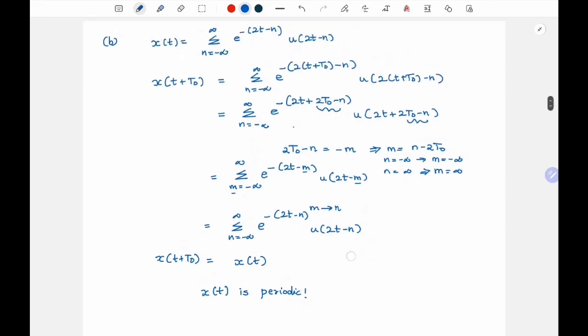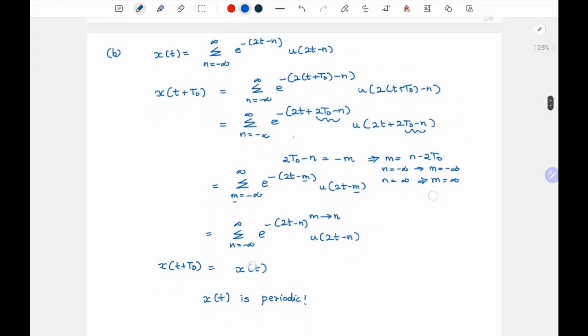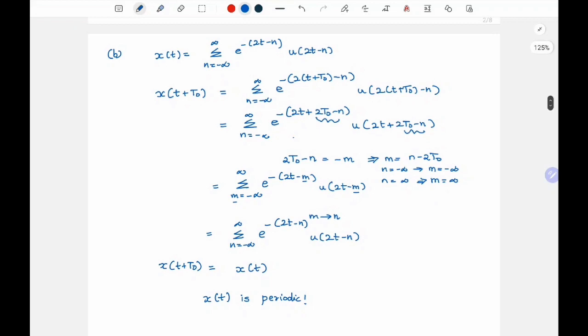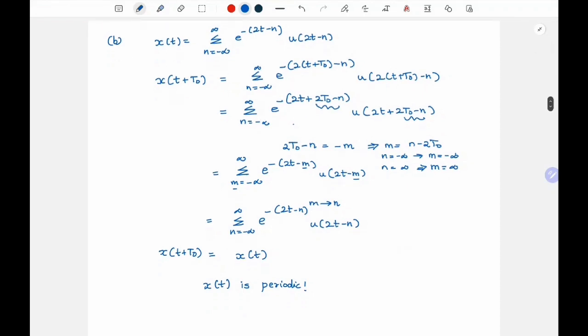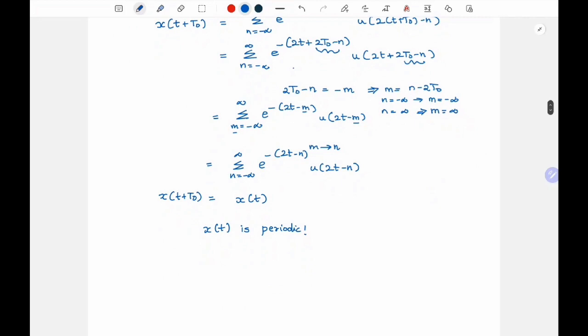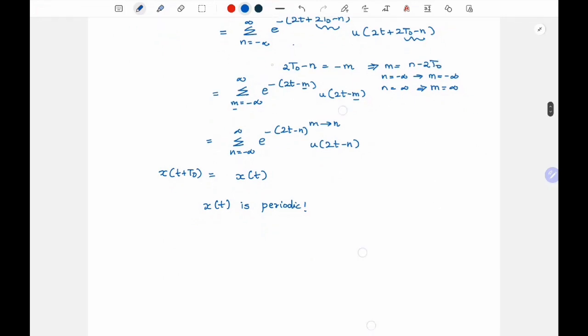So if you had initially guessed that it is not periodic, maybe you can take another look at the derivation and convince yourself why this is periodic. And we need to find the period, correct? So we need to take this equation. So 2t naught minus n is equal to minus m. We need to find t naught, right? So 2t naught is equal to n minus m.